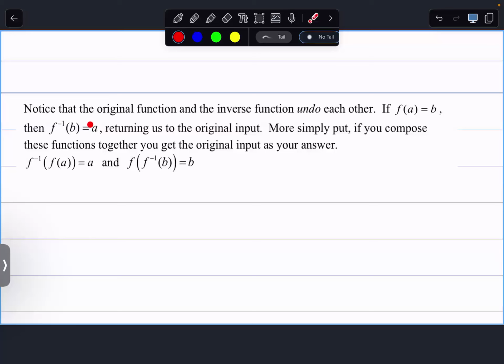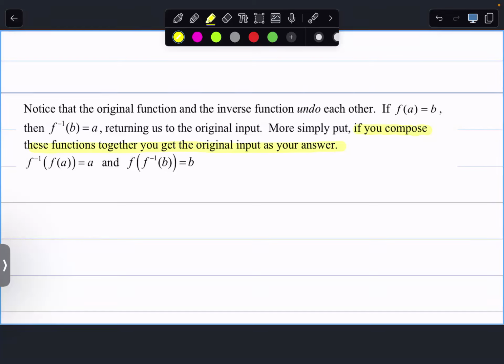Function compositions back to haunt us. So the original function and the inverse function undo each other, right? And so if you have f of a is equal to b and the inverse of f of b is equal to a, right, that's the definition of the inverse, okay, then it should bring us back to the original input. Okay? So if you compose these functions together, you should get the original input as your answer.